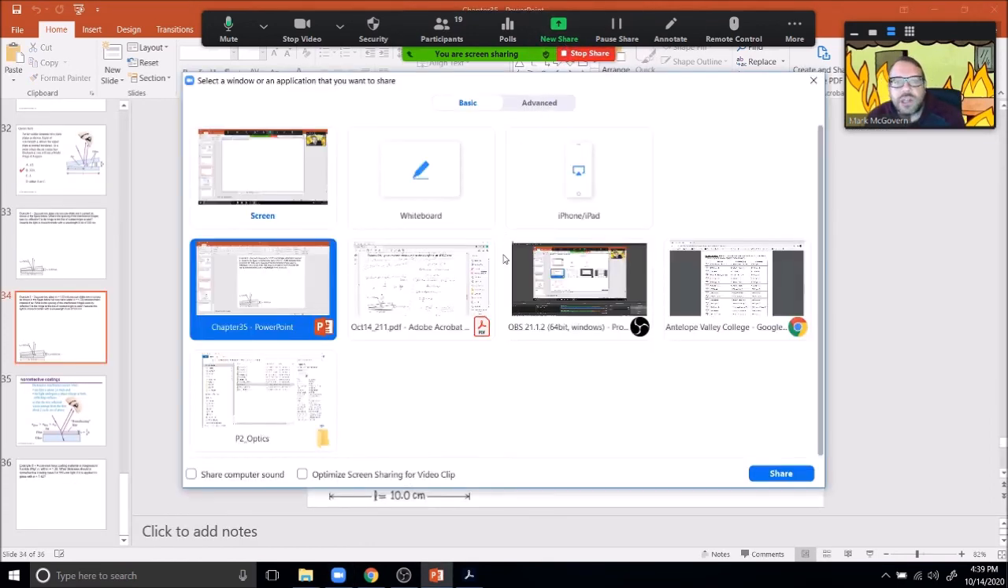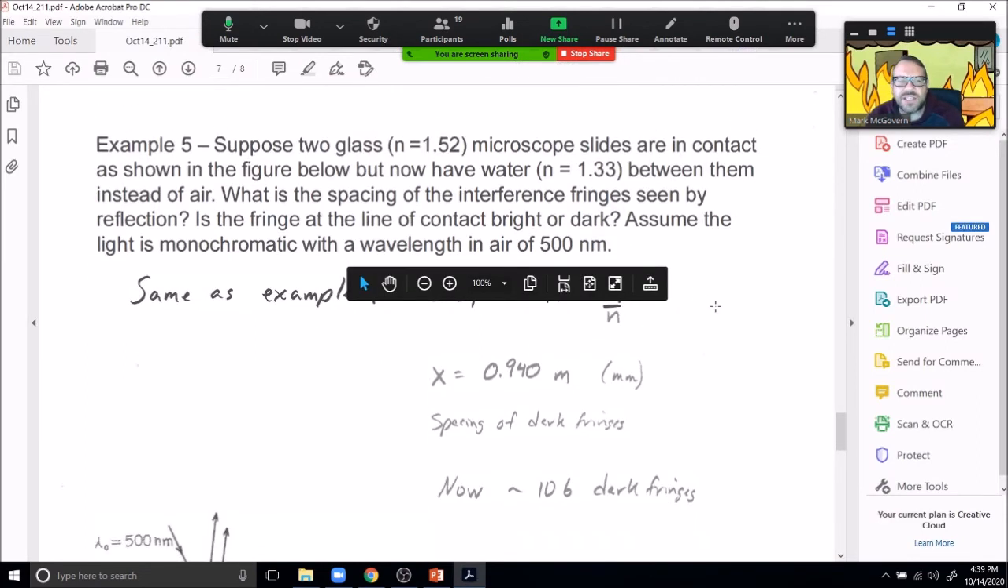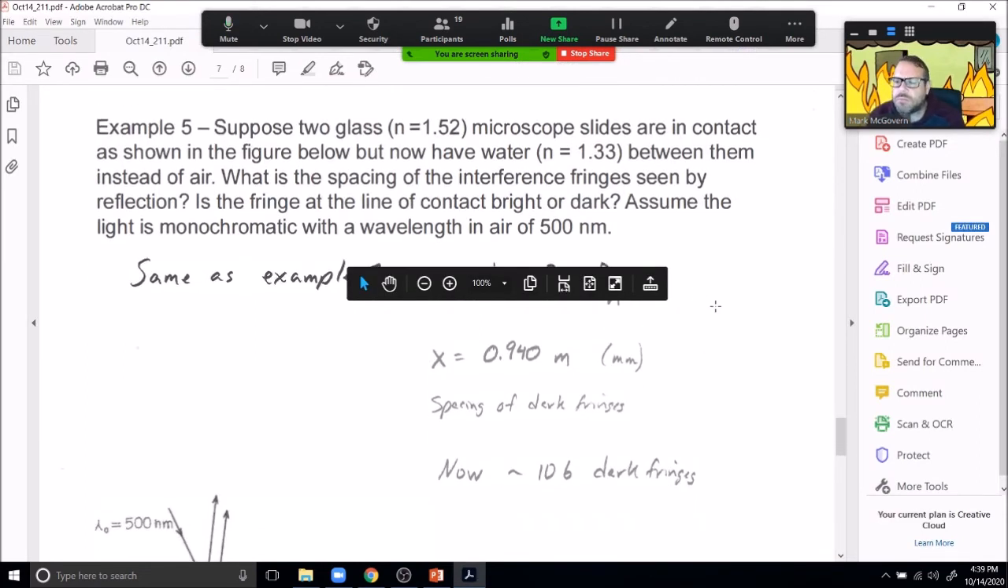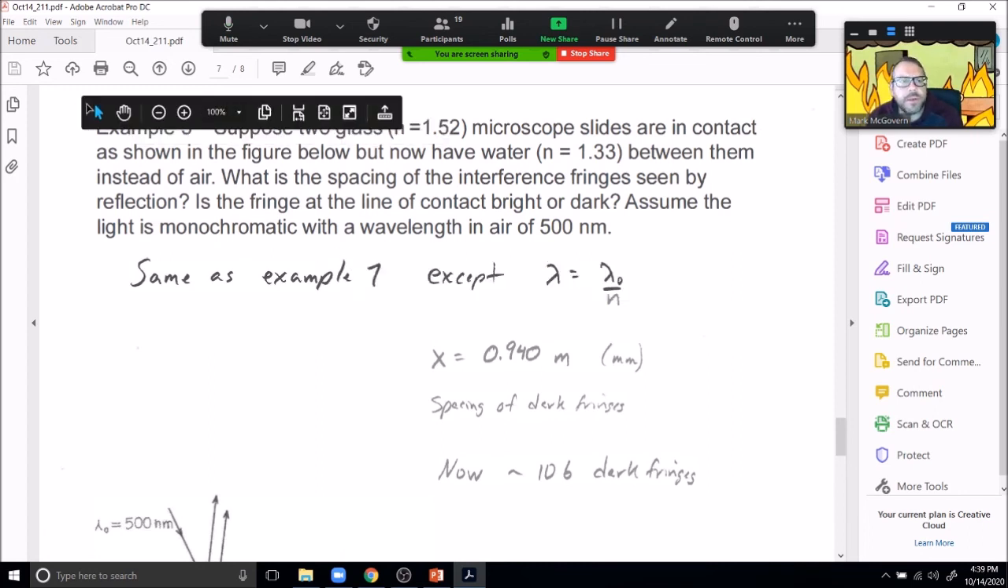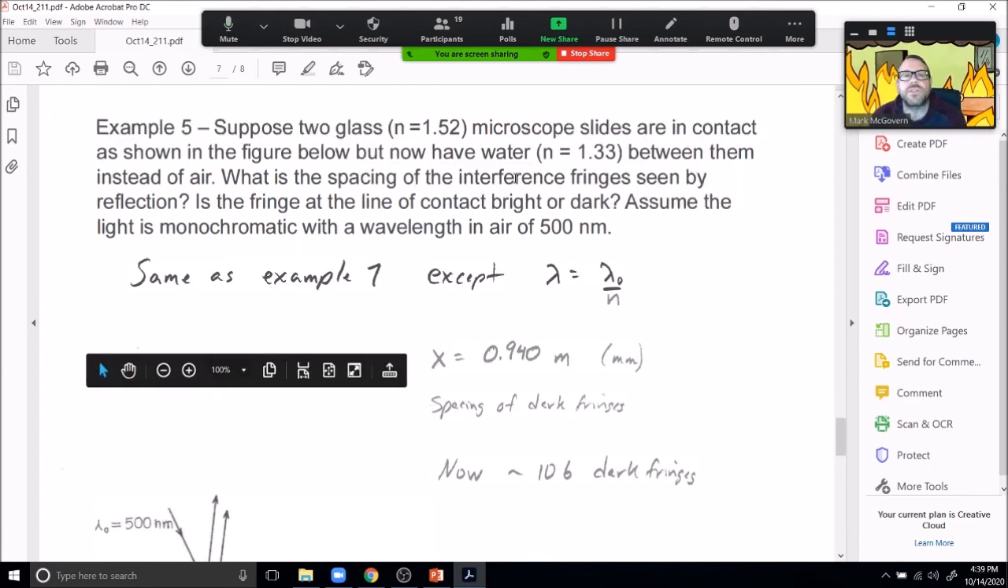All right, let's just jump to the next example here. This is fun. I'm loving this. This is when the class gets really fun. I mean, I love thermo. It's so much fun. I like all this stuff. What am I talking about? But this is really fun. I like the modern physics stuff.